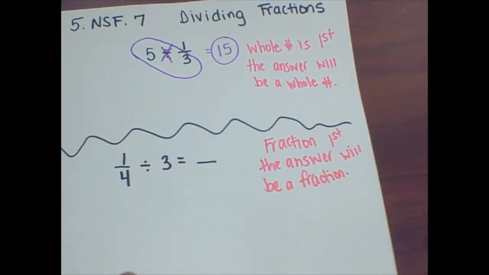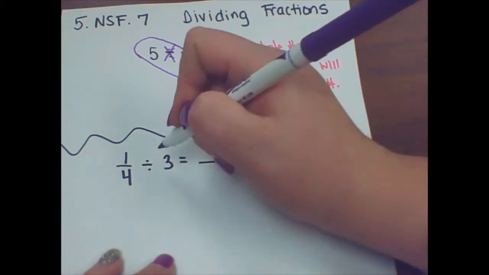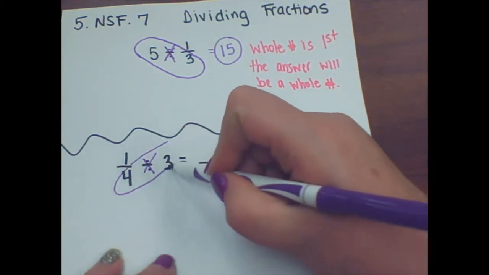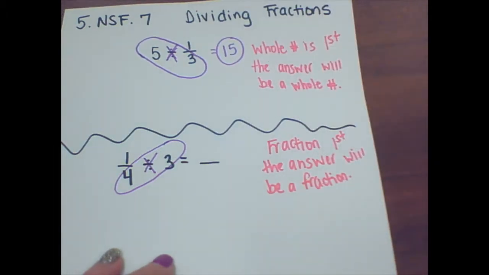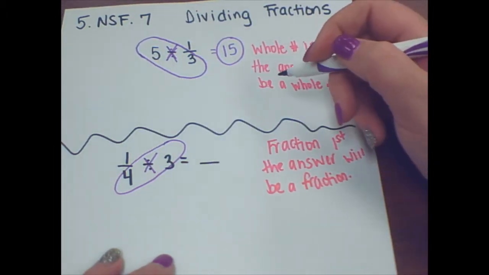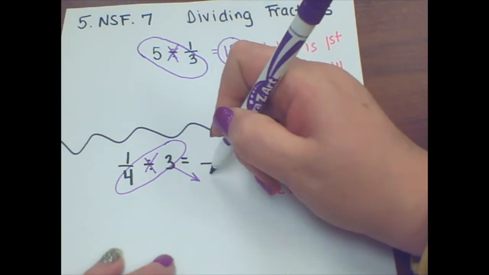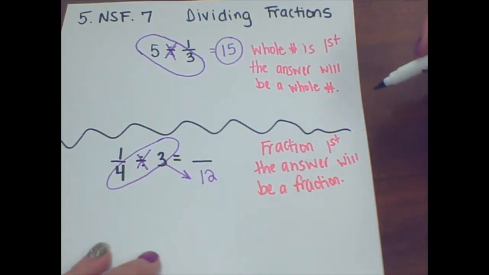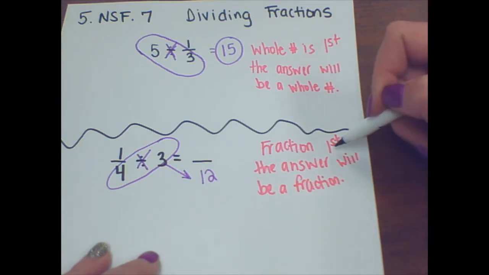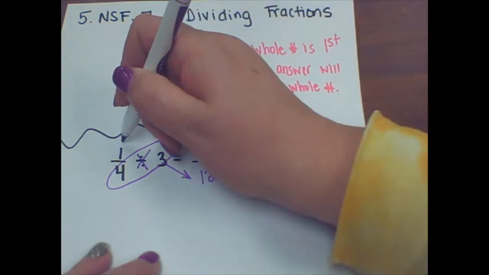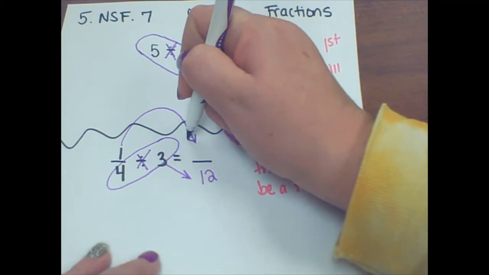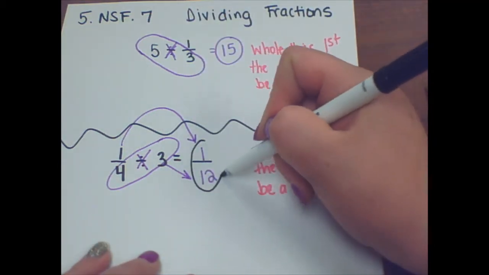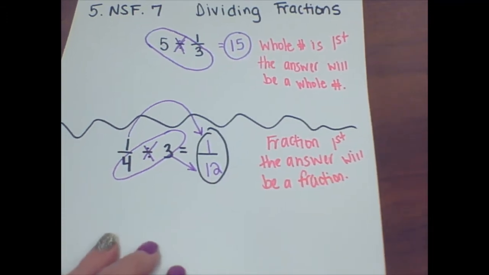So we're basically doing the same thing we did up here. We're changing this to a multiplication sign, and we are multiplying 4 times 3. 4 times 3 is 12. Now remember, I said if it started with a fraction, it ends with a fraction. This 1 comes right over here, and our answer is 1/12.